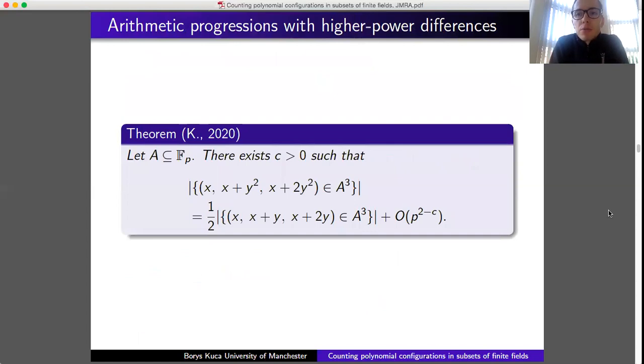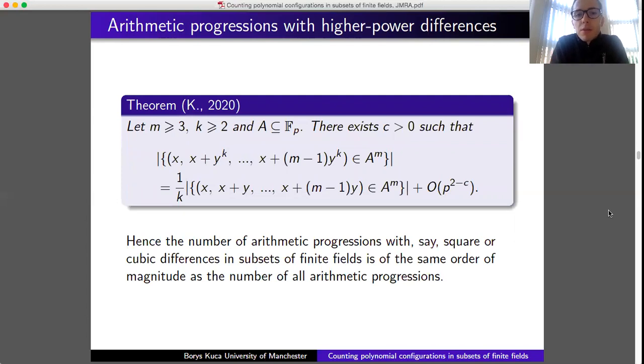The next natural example to look at are arithmetic progressions with higher power differences. And here I've proved the following result, that the number of three-term arithmetic progressions in A with square differences is roughly half of the number of all three-term arithmetic progressions. This factor 1/2 here does make sense. Note that in a finite field Fp, we have roughly p over 2 squares. So we have half as many candidates for what y squared could be as we have for what y could be. And therefore, this factor 1/2 here is quite natural.